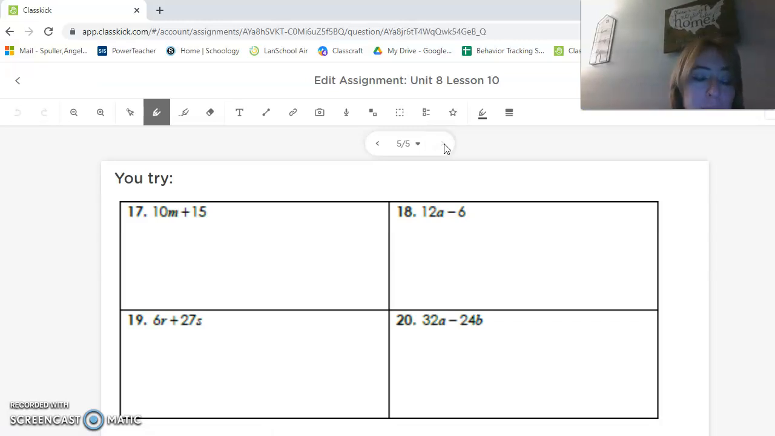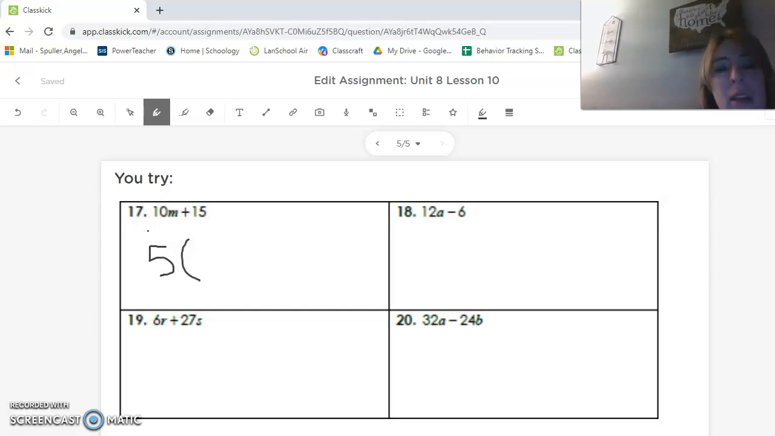Now it is your turn. I want you to pause the video and work out these 4 problems, then come back and see if you got them correct. All right, so I know the greatest common factor for both of these is 5. So I'm going to put 5 outside, have my parentheses. 10m divided by 5 equals 2m, minus 5 goes into 15 3 times.